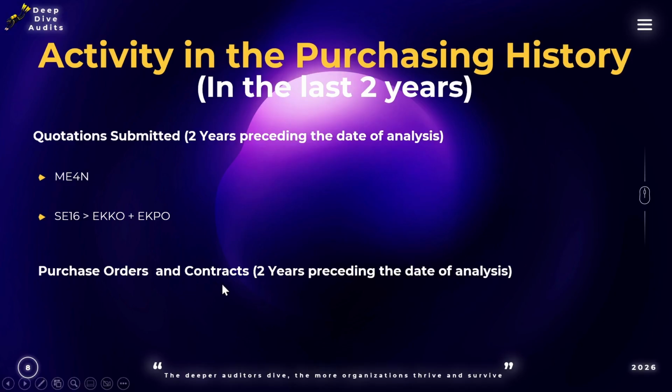Now for POs and contracts, for the standard report, for PO you need to access ME2N, or for contracts you need to access ME3N. Those two T codes will give you the list of POs created and the contracts created during your period of analysis. But as I mentioned, from these two tables in SE16, you can get the complete information for quotations, POs, and contracts in one go.